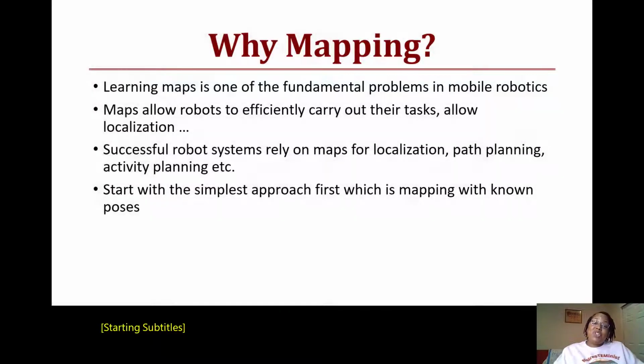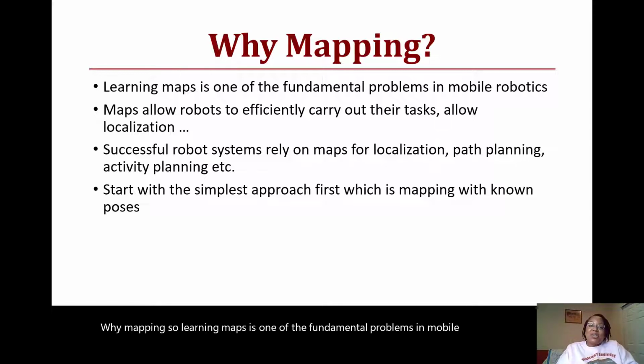So the first question you may ask is, why mapping? Learning maps is one of the fundamental problems in mobile robotics. Maps allow robots to efficiently carry out their tasks, such as localization, which we previously studied. Successful robot systems rely on maps for localization, path planning, activity planning, etc. So you want to start with the simplest approach first, which is mapping with known poses, in a grid-based map, which is what we're going to study today.